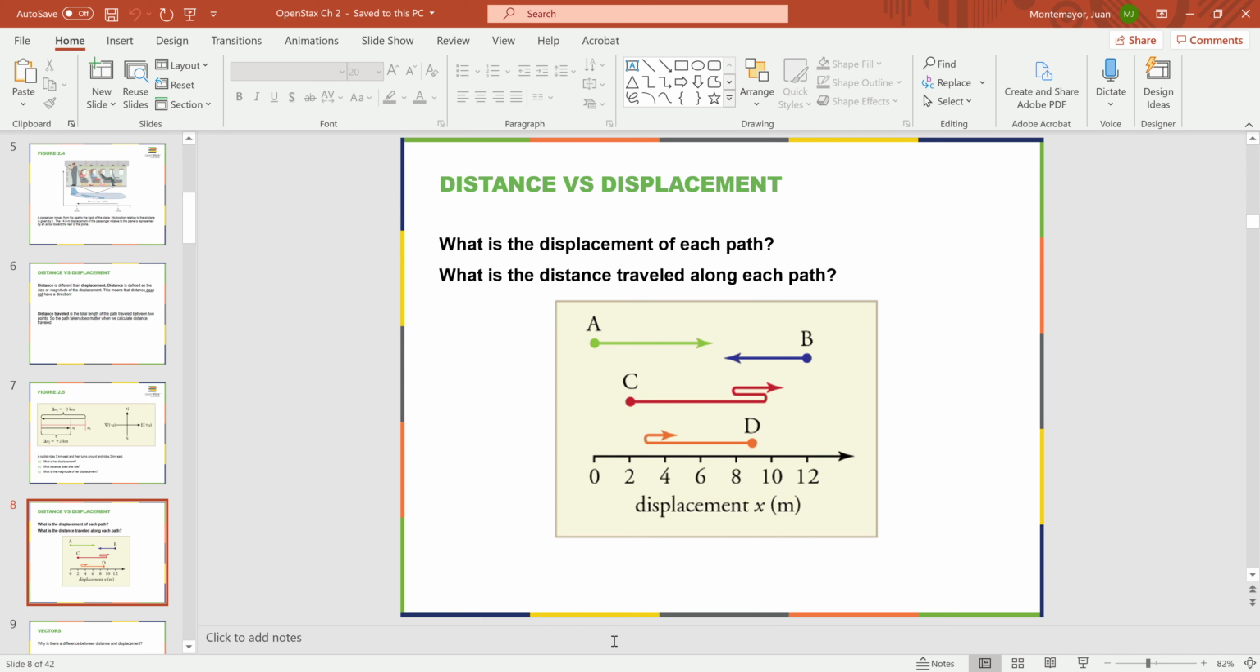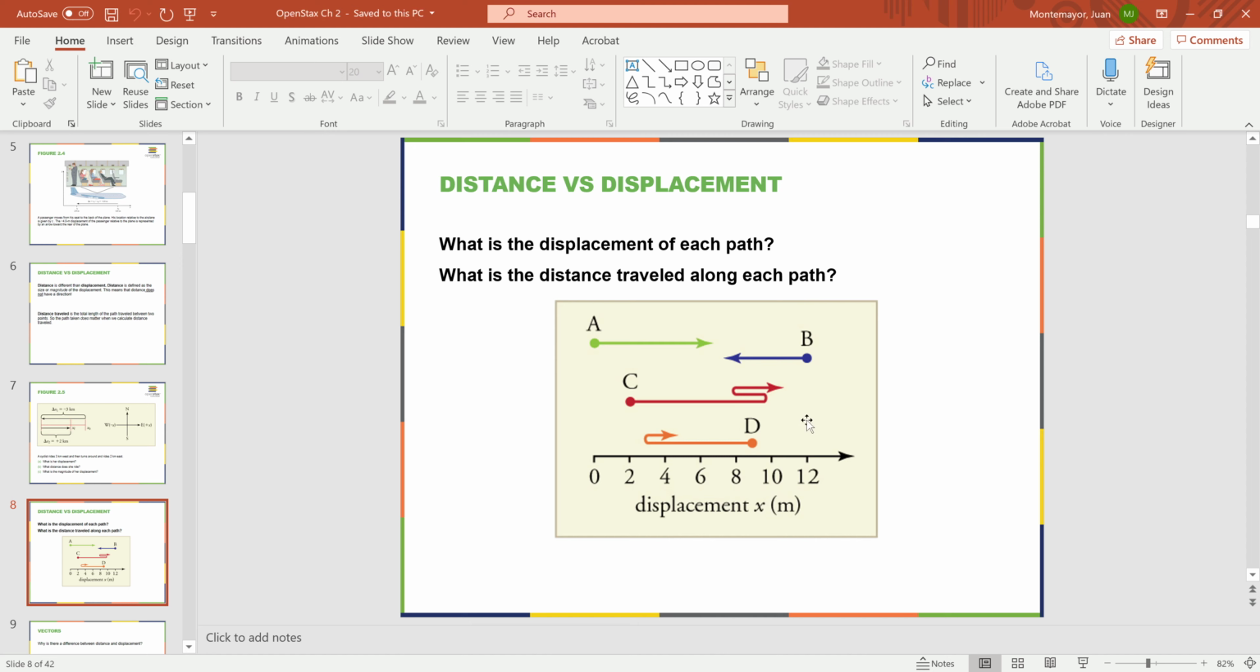So for this diagram here, we are trying to find out what displacement and distance it is on each path. So for A, it's pretty straightforward. They started around 0. They went to about, let's say, 7. So the displacement is positive 7. The distance traveled is 7 meters. That's what our units are here.